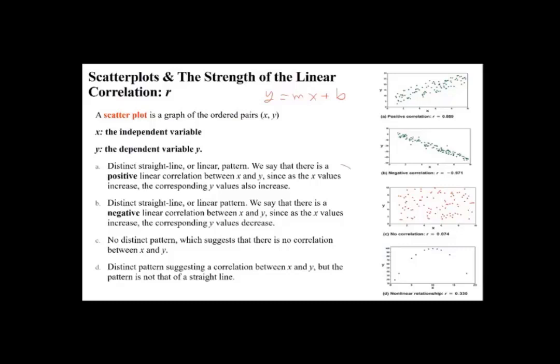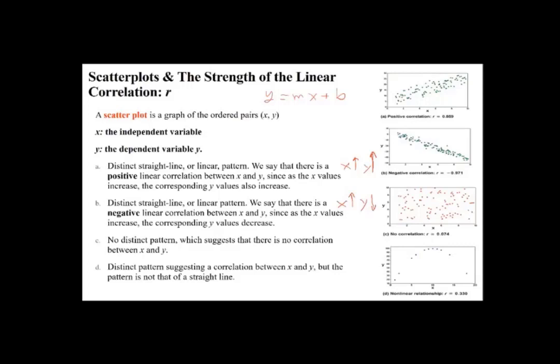Part A, basically, x gets larger, y gets larger. Part B, x gets larger, y gets smaller. Those are the two that we are interested in. If we come up with a scatter plot that looks like part C, there is nothing we can say.